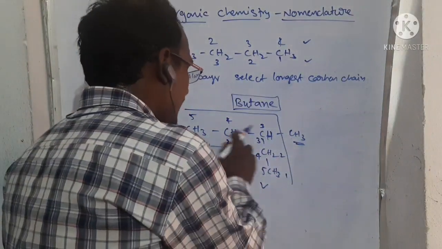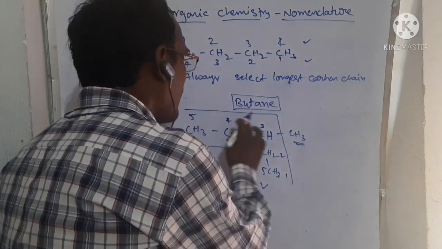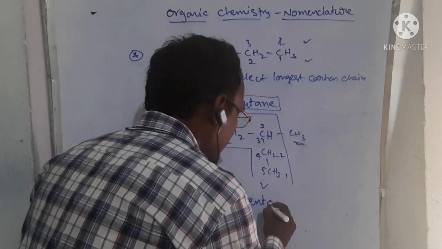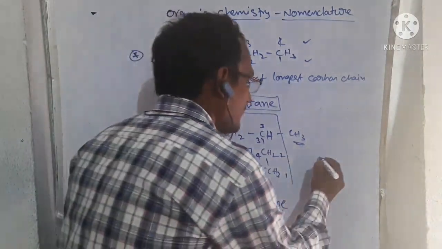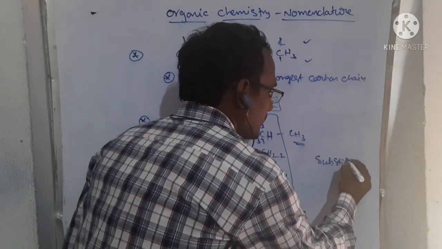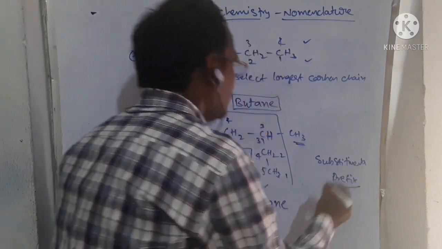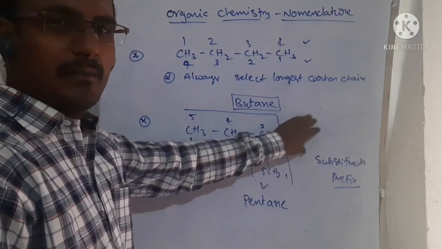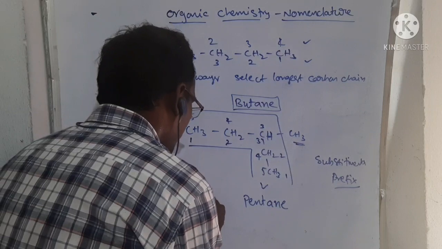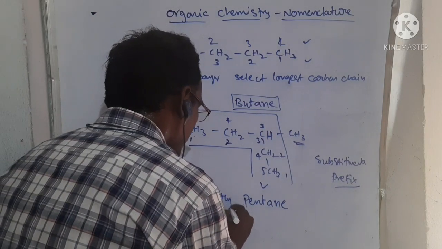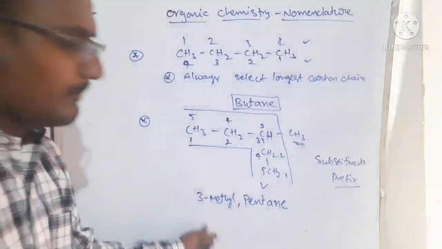So first one, the longest chain is 5 carbon atoms. That's why the root word is pent. Here all are single bonds. No double bond is there. That's why it is pentane. Next one, prefix. Whatever the substituent is, the substituent gives the prefix. Substituents are for prefix, right? So the prefix is methyl. CH3 means methyl. So in which position is the methyl group? Third position. That means 3-methyl. 3-methylpentane. Got it? The next one.